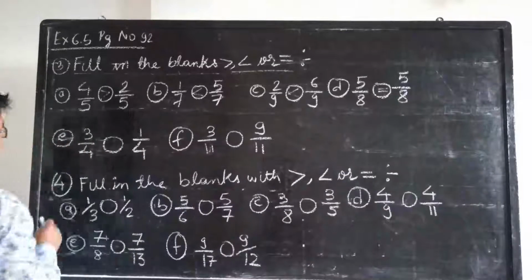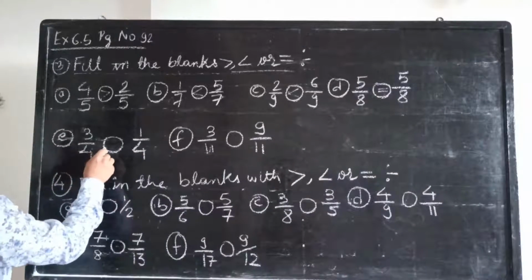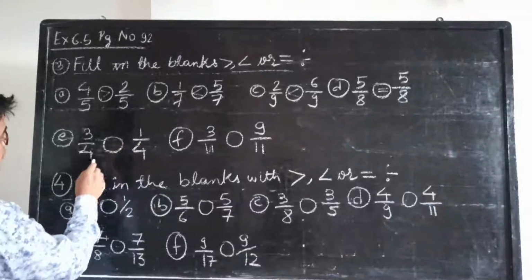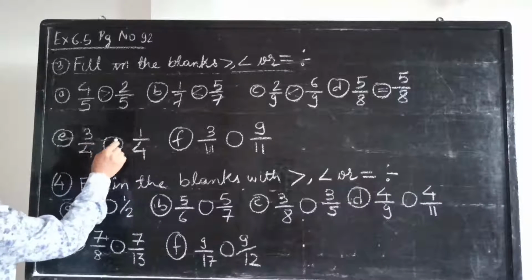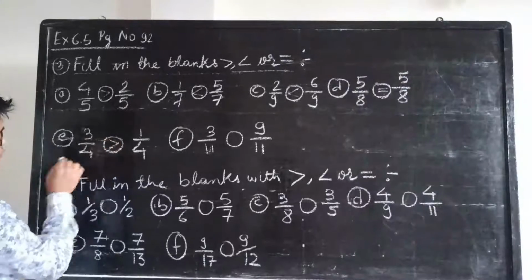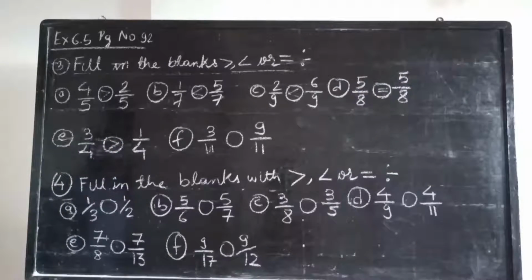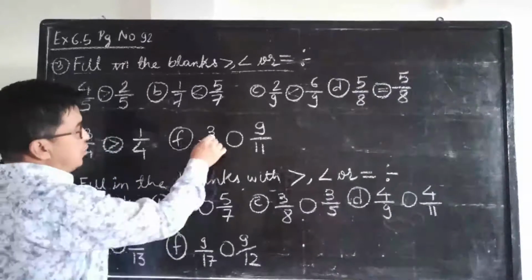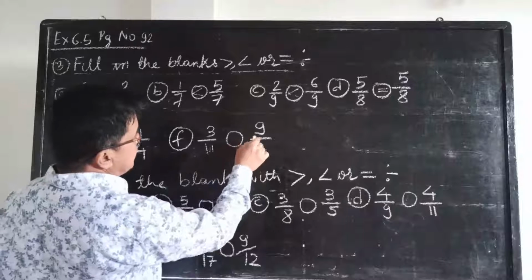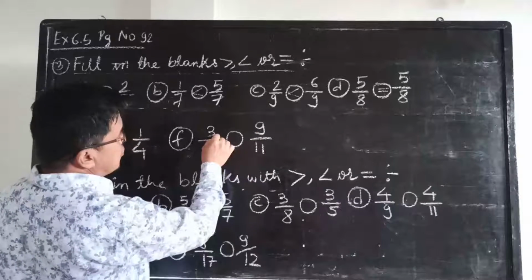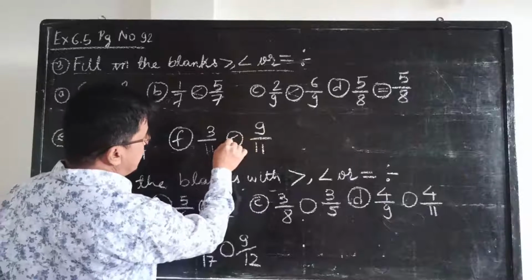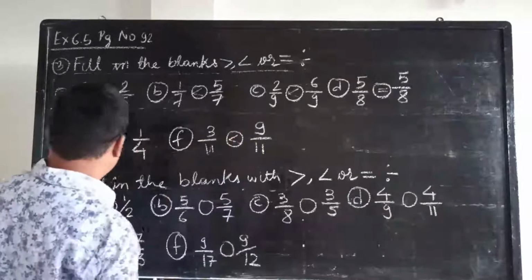Now E, 3 upon 4 is greater than or smaller than 1 upon 4. Denominators are same. Now look at the numerator. 3 is bigger than 1. So 3 upon 4 is greater than 1 upon 4. F, 3 upon 11 is greater than or smaller than 9 upon 11. Denominators are same. Numerator 3 is smaller than 9. So 3 upon 11 is smaller than 9 upon 11.